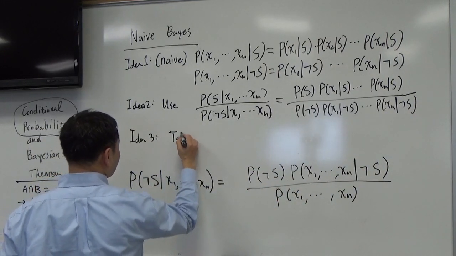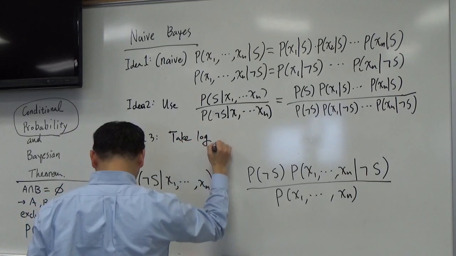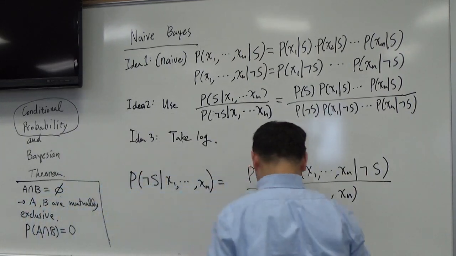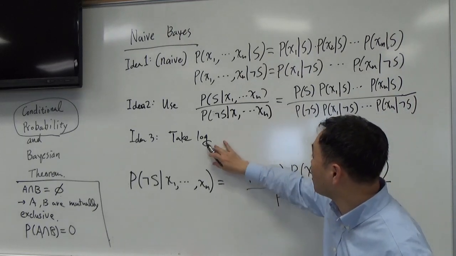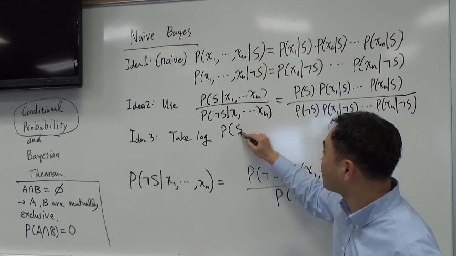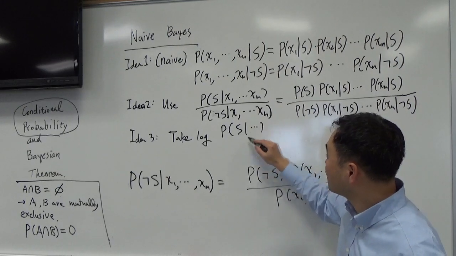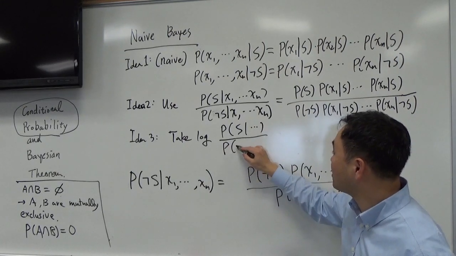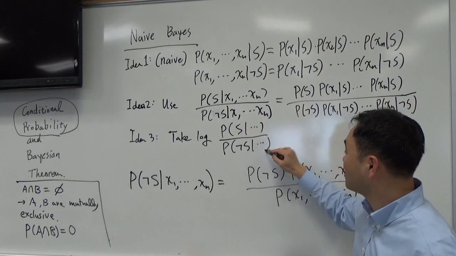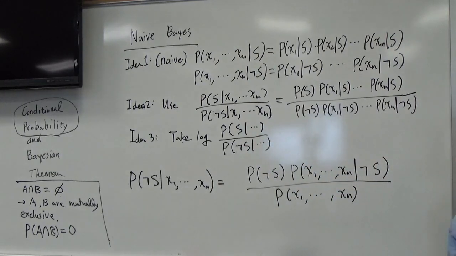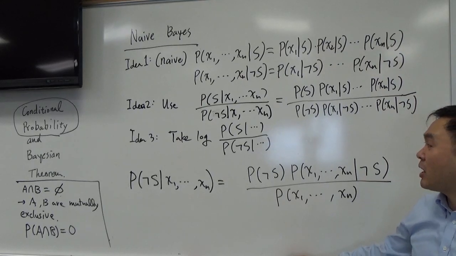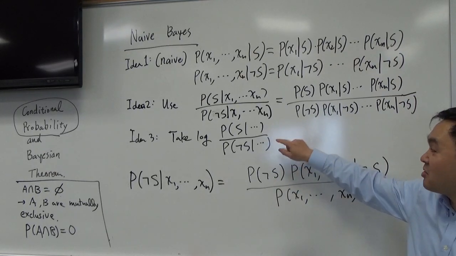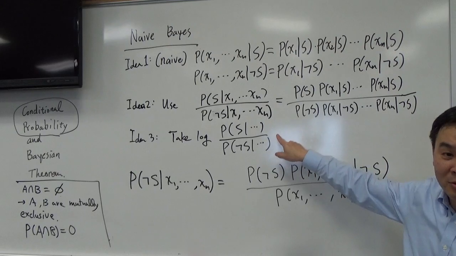Idea 3, take log. In other words, what you're doing is you're taking the log of probability of S given something divided by probability of not S given something. You're taking this. Now, why do that? This is not math. This is purely computer science.